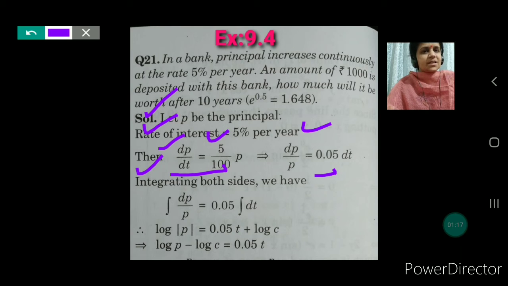0.05 is constant, take it as it is, integration of dt. So it is log mod of P is equal to 0.05t plus log c. Now we have to find the values. So first take log P minus log c is equal to 0.05t. So log P by c is equal to 0.05t. P by c is equal to e raised to 0.05t. Take antilog on both sides, and P is equal to c into e raised to 0.05t.